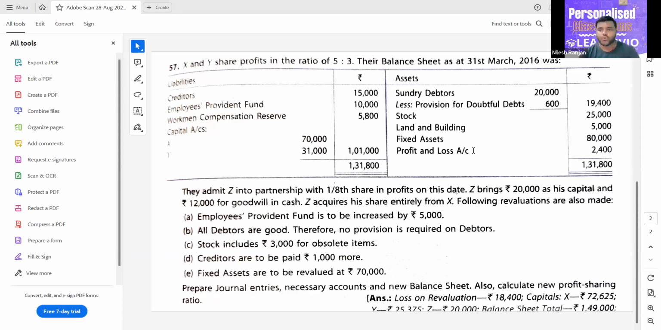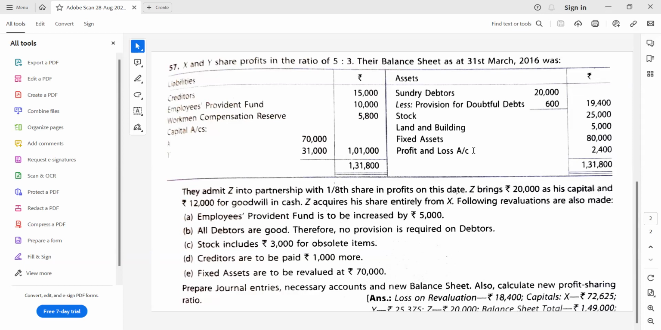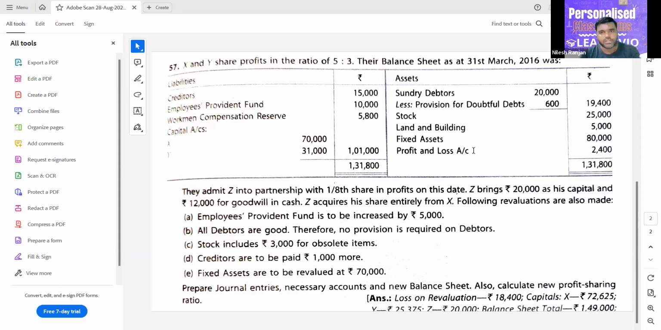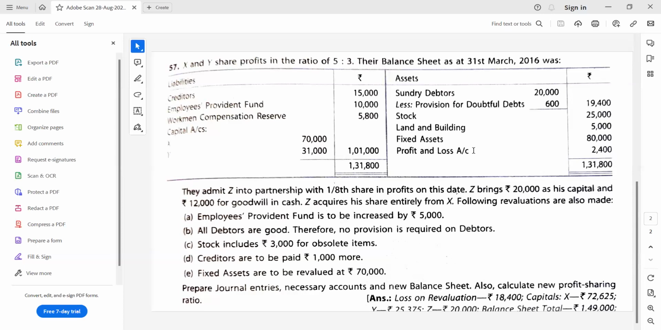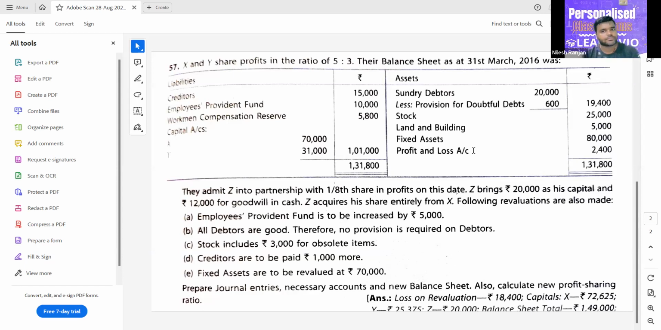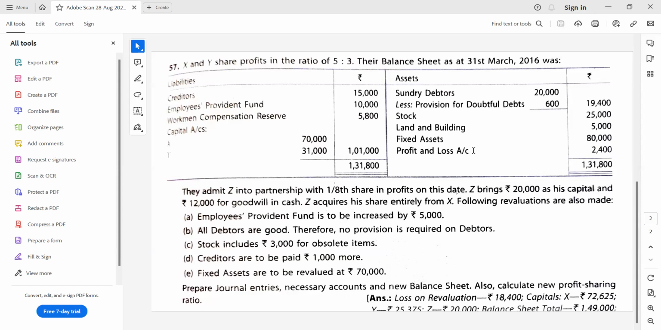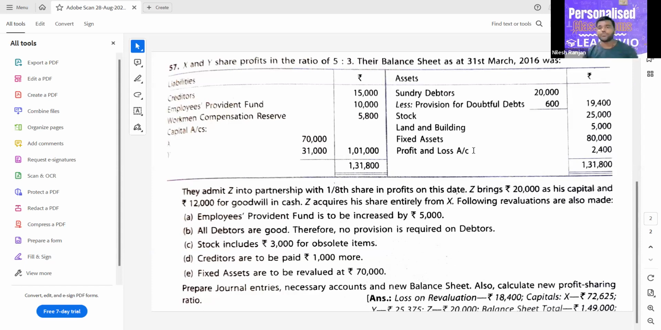Okay. Now in this question, we have to prepare the revaluation account. We have understood the concept of revaluation in our previous class, and you also told me that there is no doubt in this concept. So can you prepare the revaluation account of this question? Please prepare the revaluation account. I will prepare all other parts. Okay, sir.